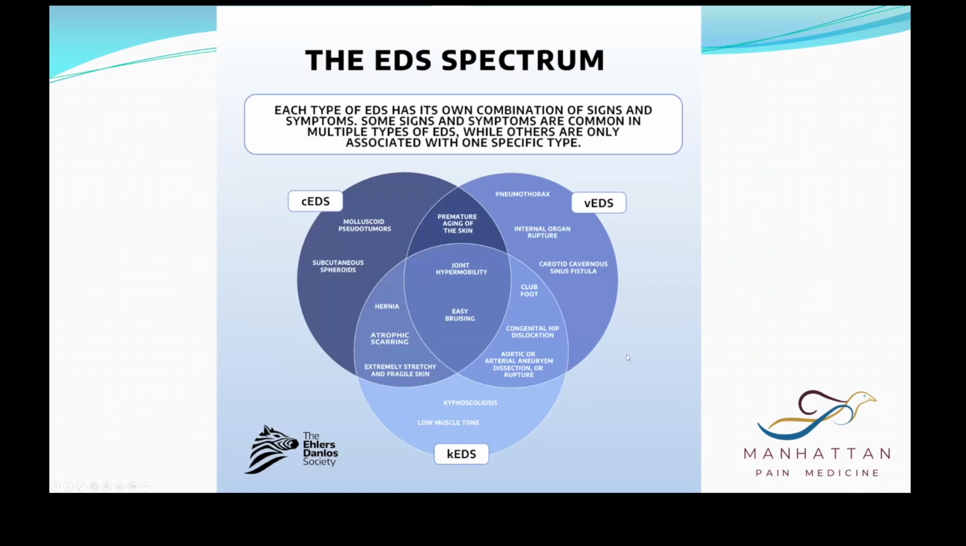This is a better Venn diagram sort of showing the overlap. They've got classical EDS here over on the side, vascular EDS, and then the kyphoscoliotic EDS at the bottom. So you see in the middle, there's easy bruising, joint hypermobility, and then there are some other more specific issues that happen more commonly within each subtype of EDS.